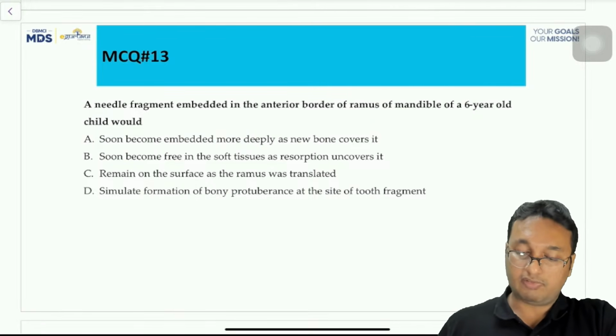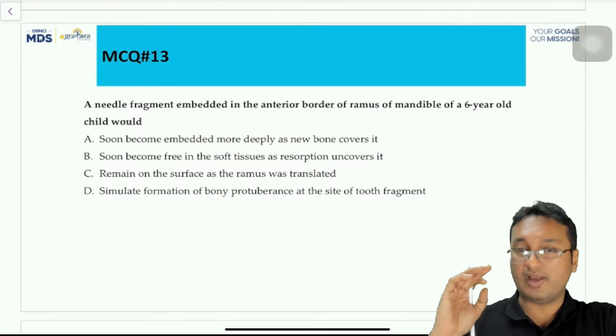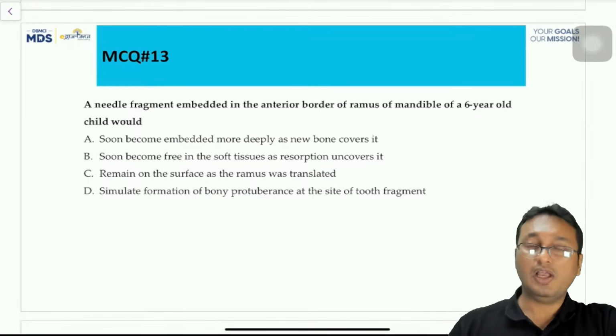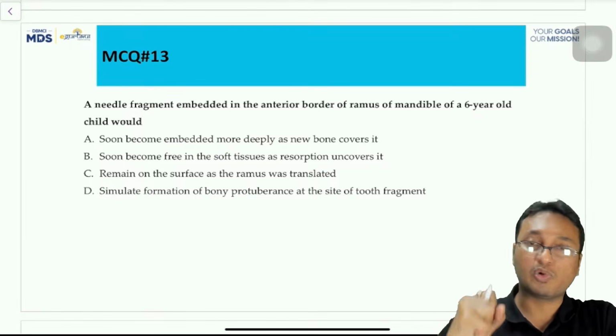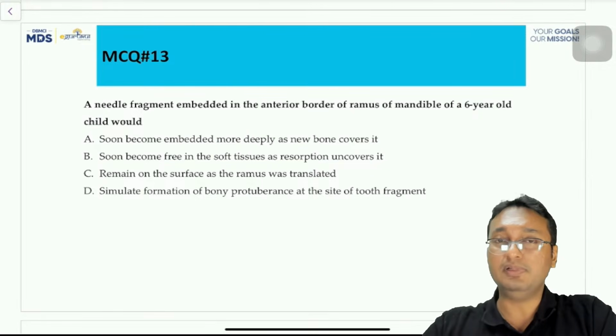Now this is an interesting question. A question which requires presence of mind. A question which requires understanding of the core concepts of growth and development of the mandible.